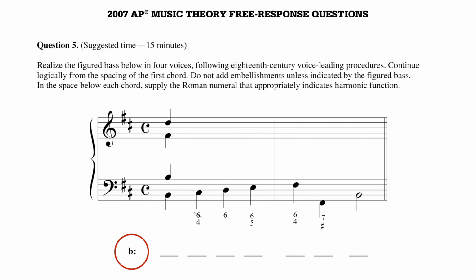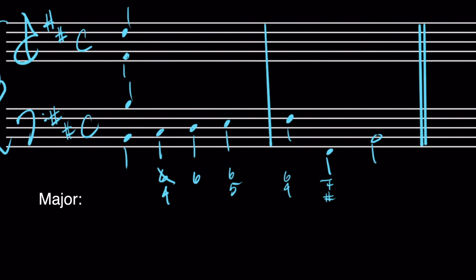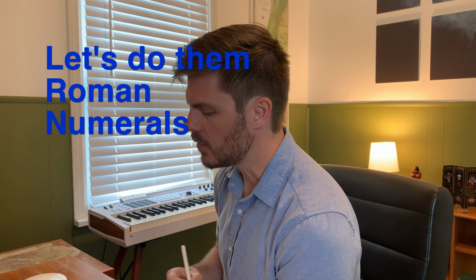The key is given to us in the problem, but if we didn't have that, we could easily figure that out. Notice that the bass line begins and ends on B. With 2 sharps in the key signature, that means we kind of have 2 options for a key, a major and a minor, either D major or B minor. And since the bass line starts and ends on B, well, I think B minor makes sense as a key here. Now that we have the key, let's do the Roman numeral analysis.